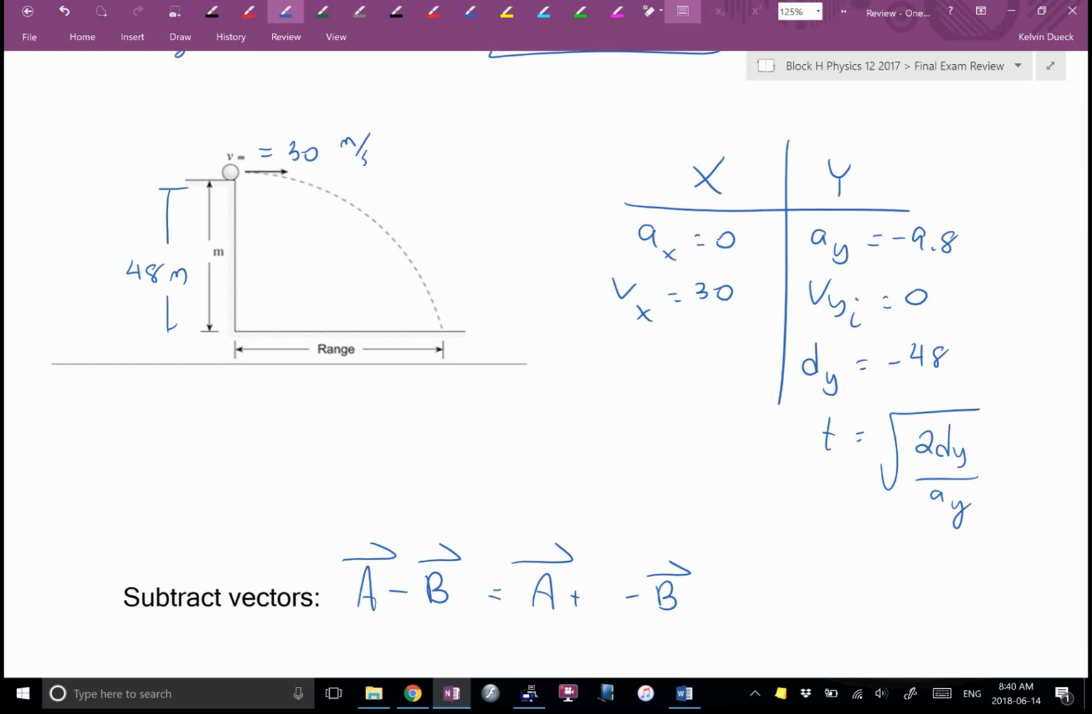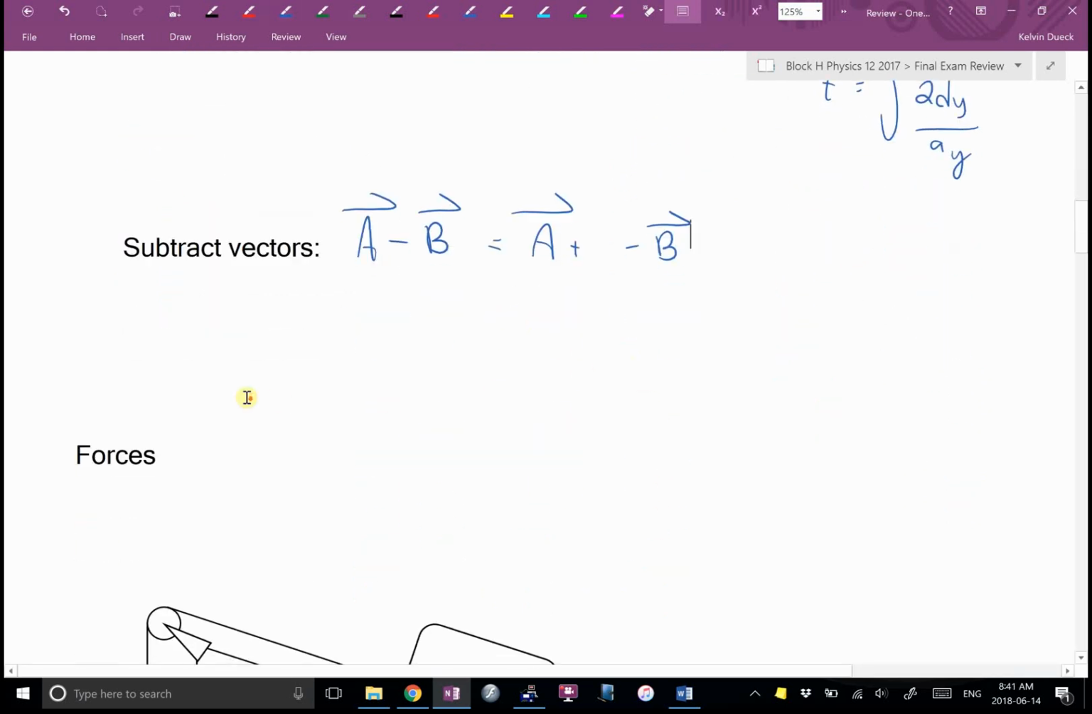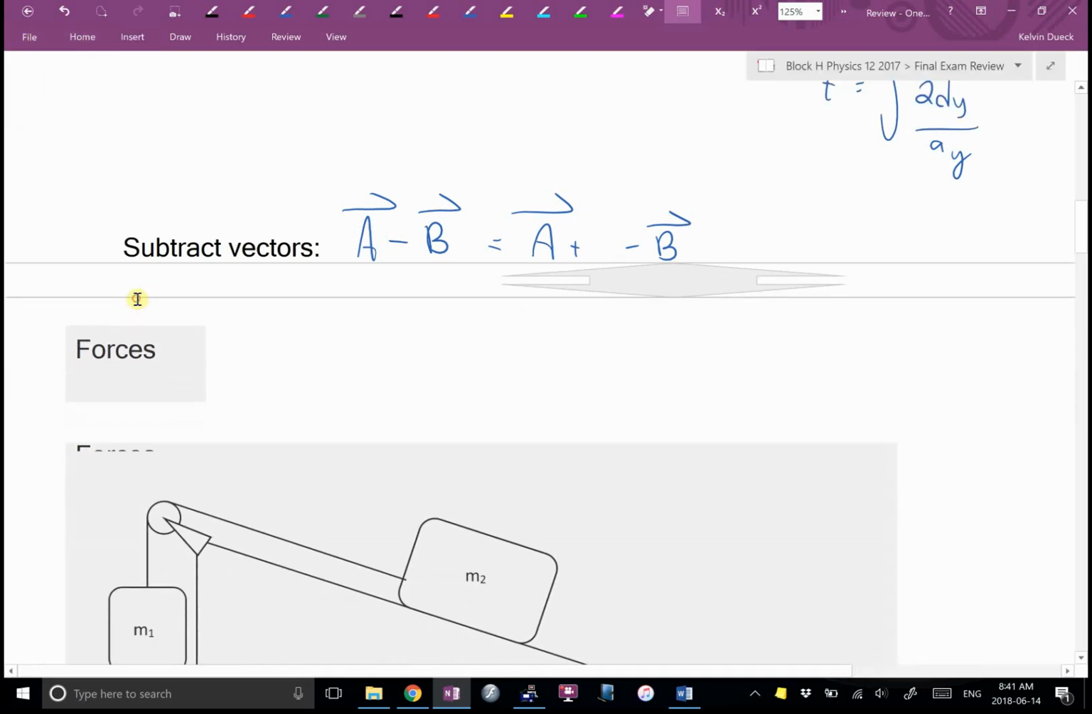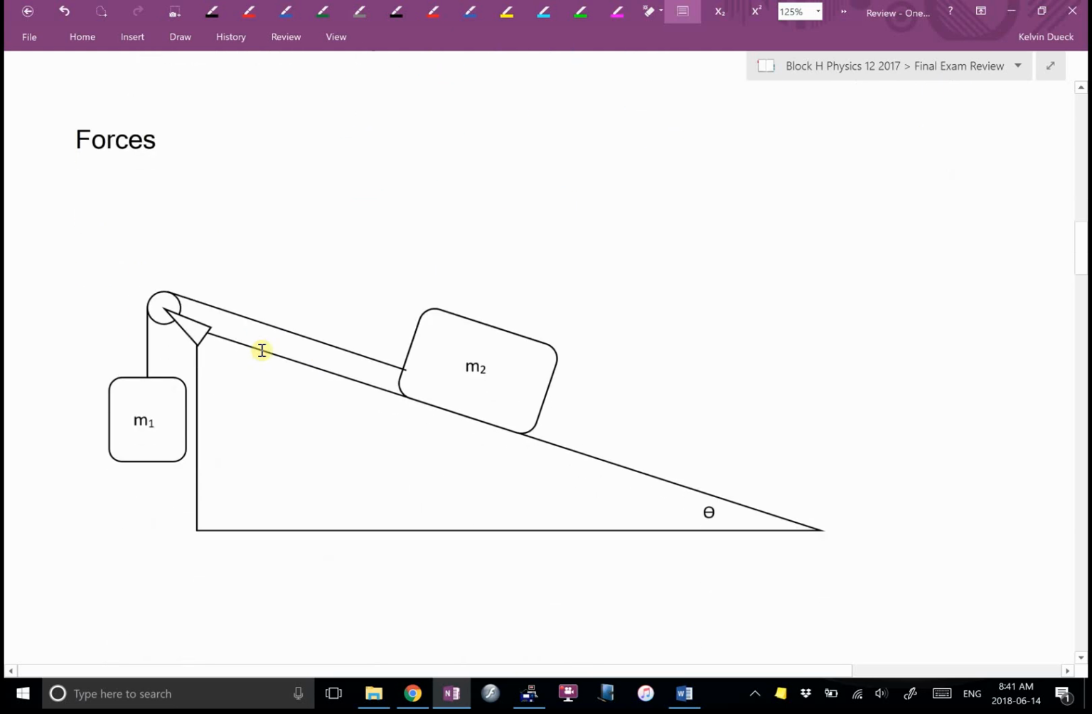How do I add two vectors together? Draw them tip to tail. All right. Forces. We're blazing. I think I can do that. There we go. So you can definitely expect something like this at angles.